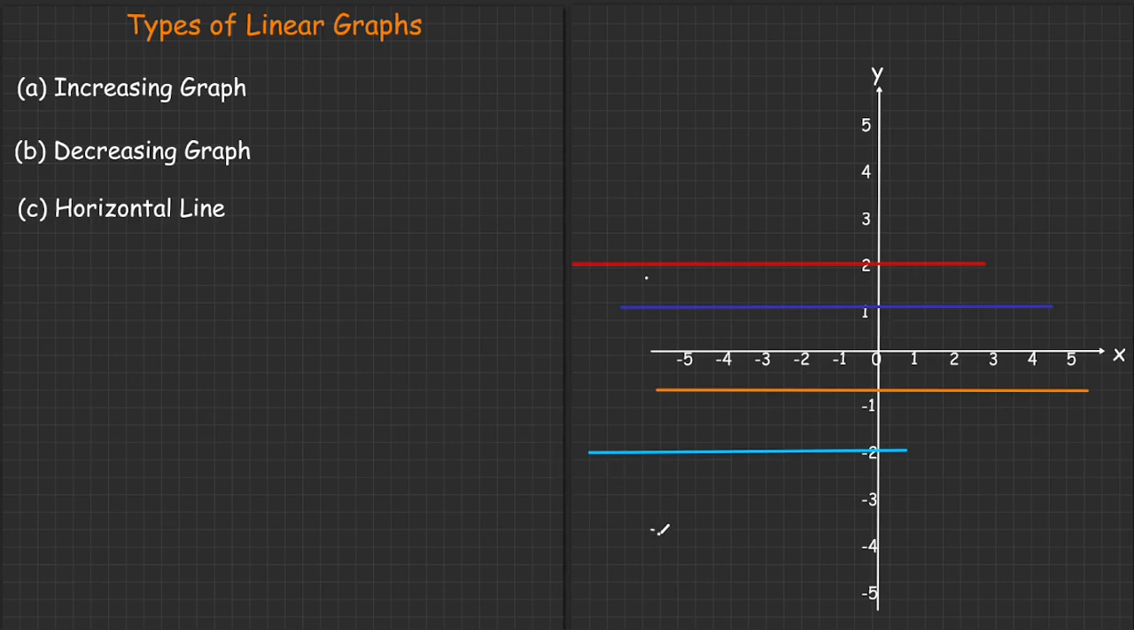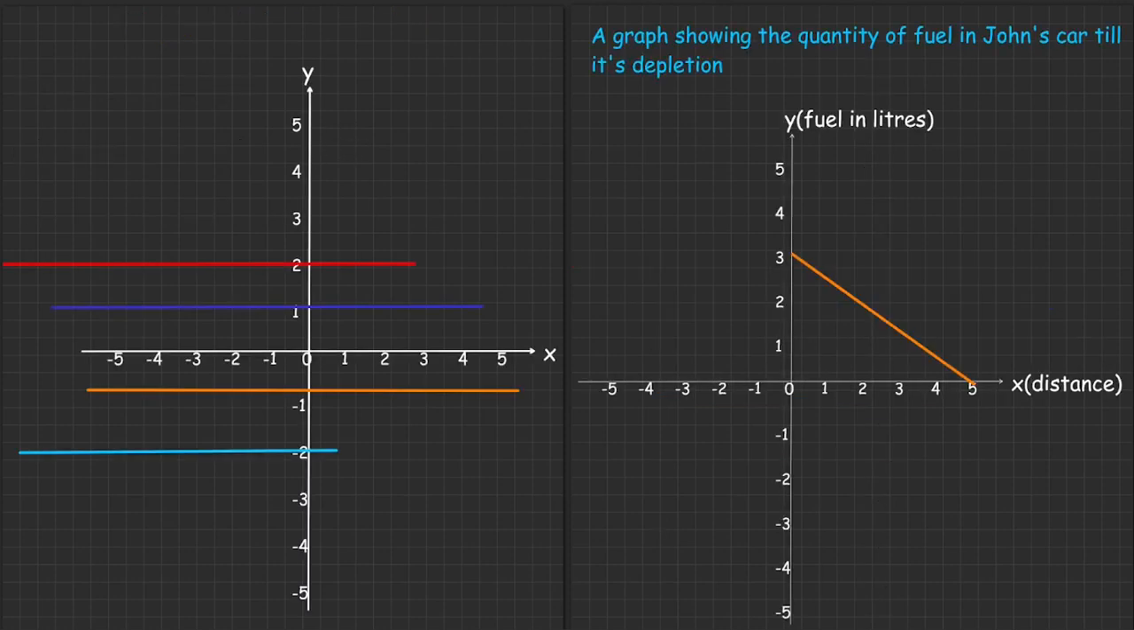With this understanding, let's see if we can interpret just one or two graphs, and then we can call this session done. Since I wouldn't want this lesson to be too long, we'll just interpret one, and then we'll continue in our next sessions. There's a graph showing the quantity of fuel in John's car till its depletion. And what are we to do? We are to make sense out of it.